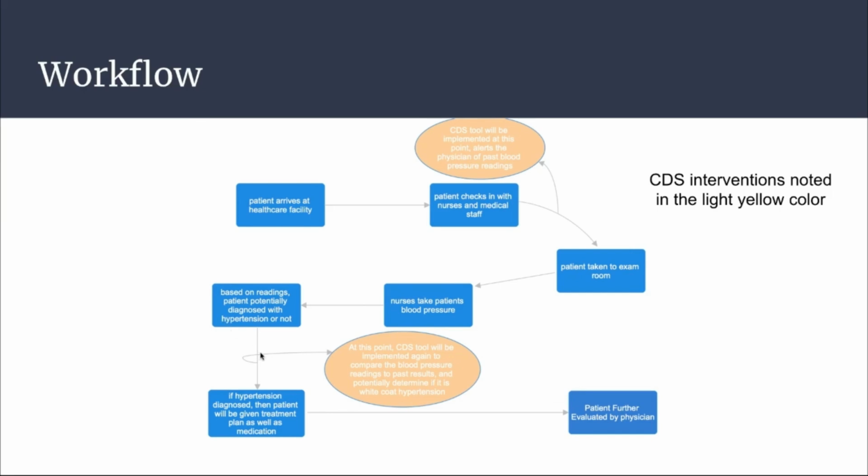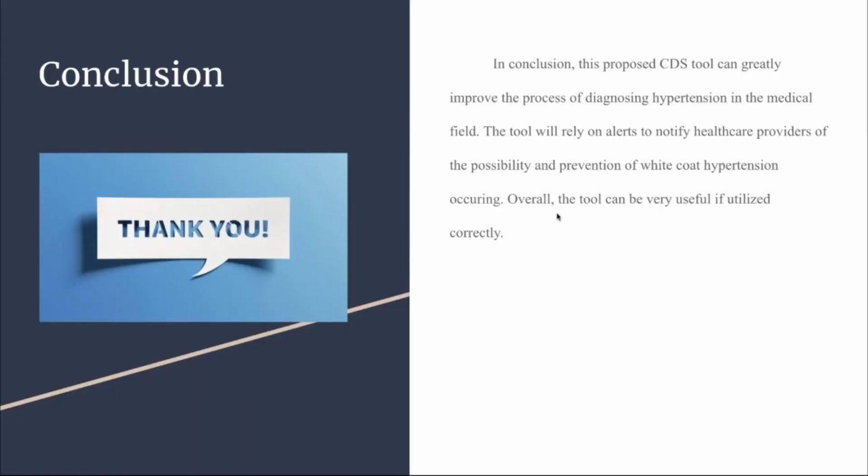Based on the reading, the patient will potentially be diagnosed with hypertension or not. Then again, after this step, there's going to be another intervention. At this point, the CDS tool will be implemented again to compare the blood pressure readings to past results and potentially determine if it's white coat hypertension. If hypertension is diagnosed, then the patient will be given a treatment plan as well as medication. Finally, the patient will be further evaluated by the physician. These light yellow boxes are the interventions that are going to be taking place. There are only 2 interventions, and I feel like this will eliminate the possibility of alert fatigue occurring, and these are the most effective places to have an intervention.